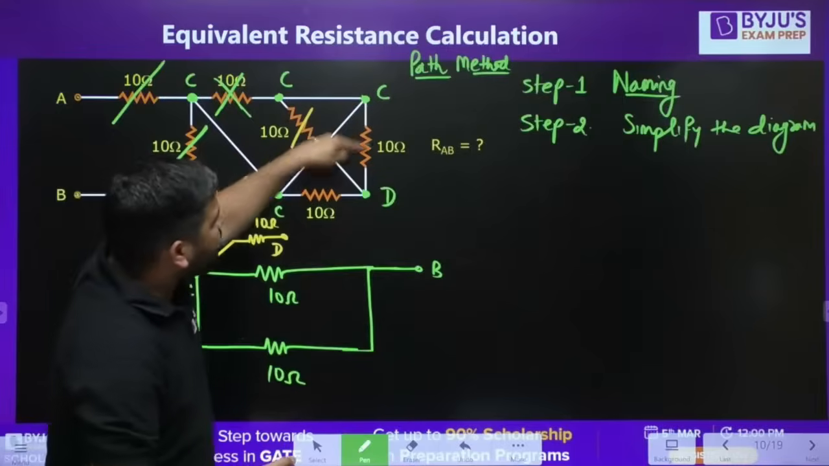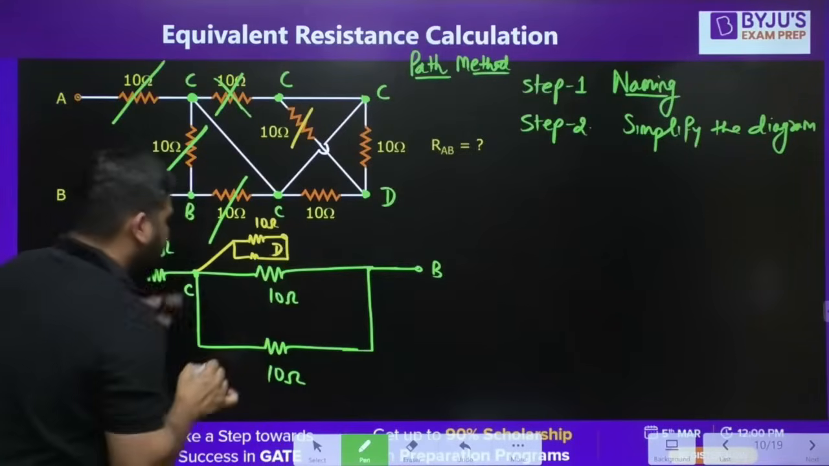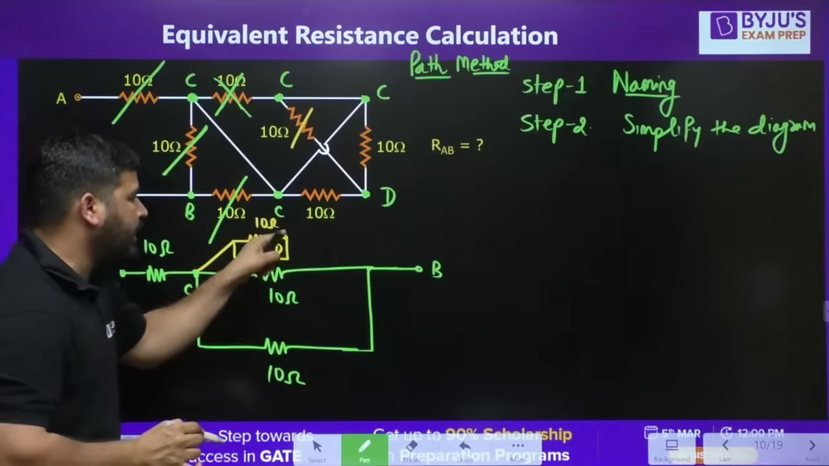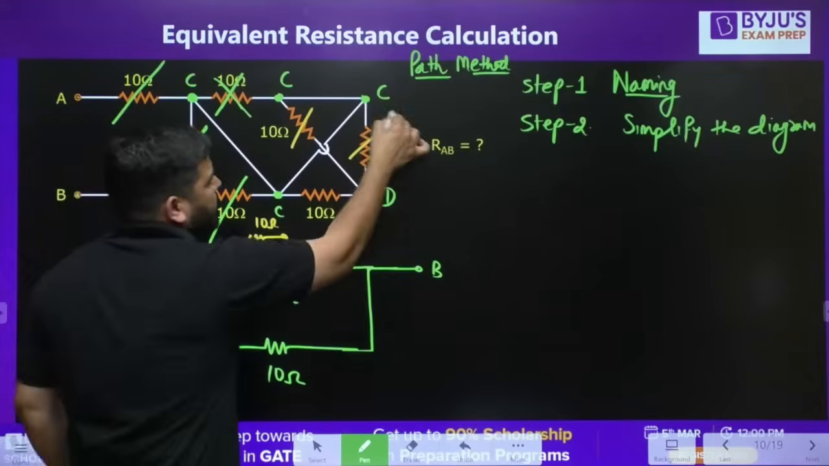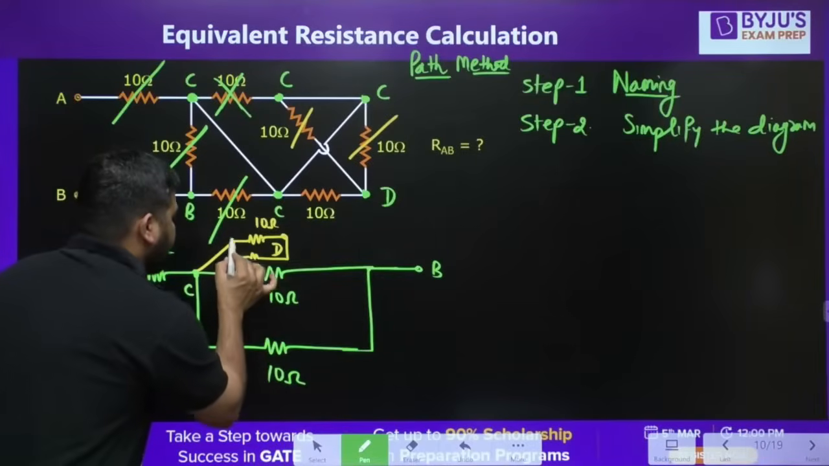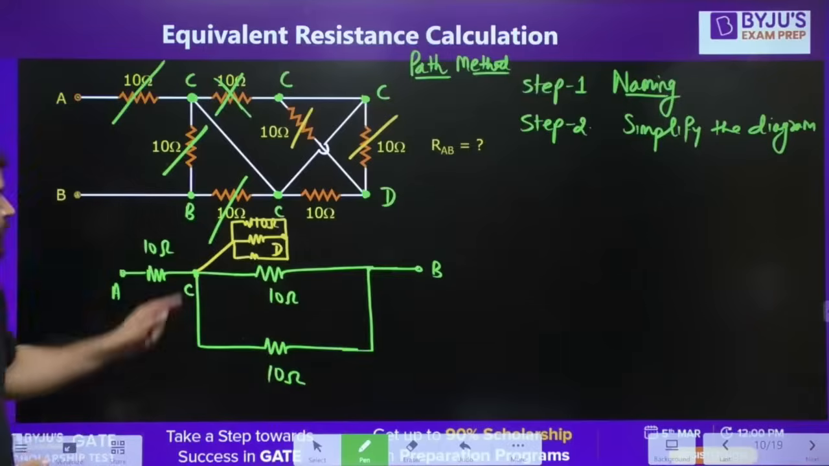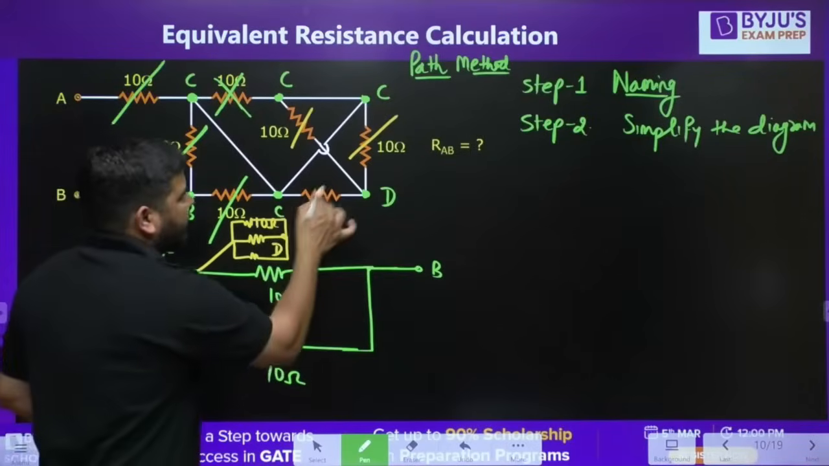There is one more resistance from C to D. Okay. This is the C point. So C to D, I have connected one more resistance, C to D. And there is one more resistance from C to D. Again, there is one more point from C to D. I hope it is clear. So that C to D I have covered.